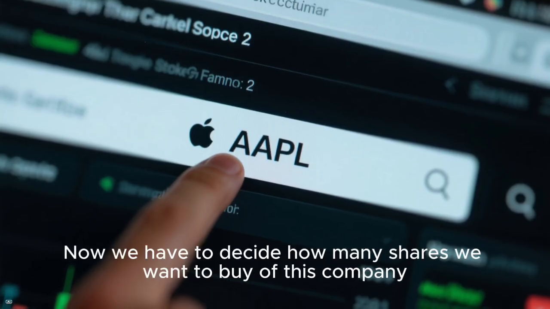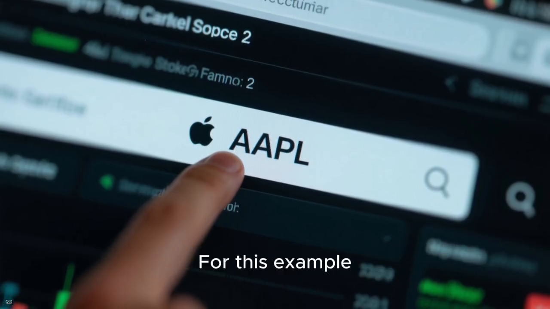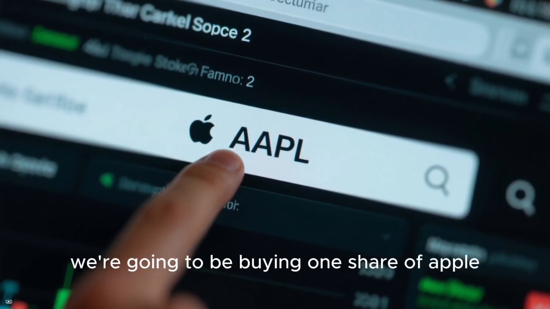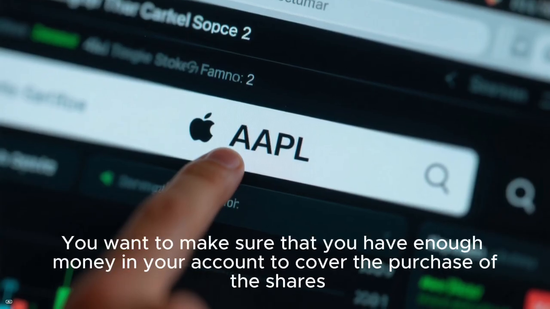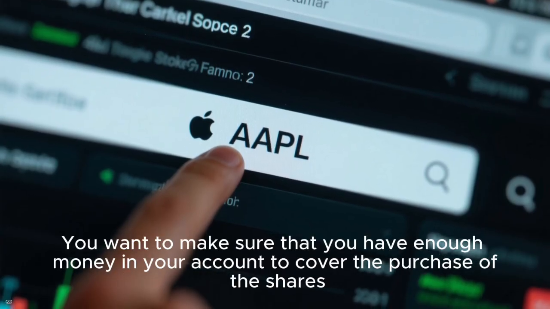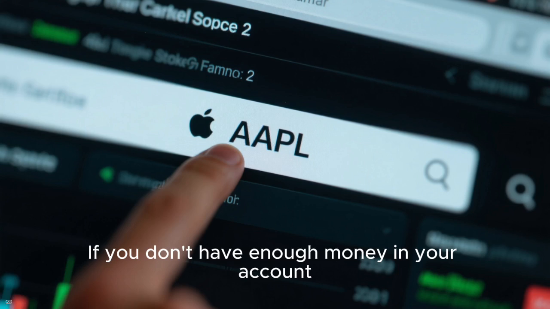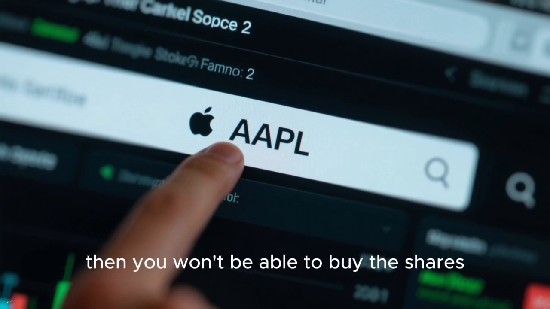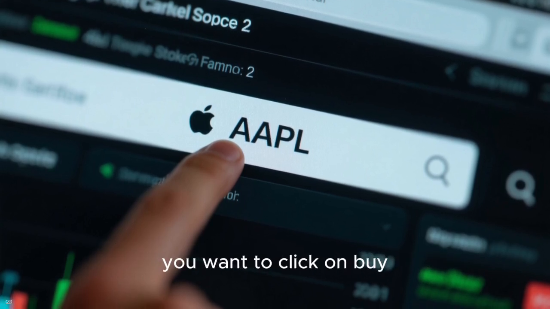Now we have to decide how many shares we want to buy of this company. For this example, we're going to be buying 1 share of Apple. You want to make sure that you have enough money in your account to cover the purchase of the shares. If you don't have enough money in your account, then you won't be able to buy the shares. Once you have that done, you want to click on Buy.